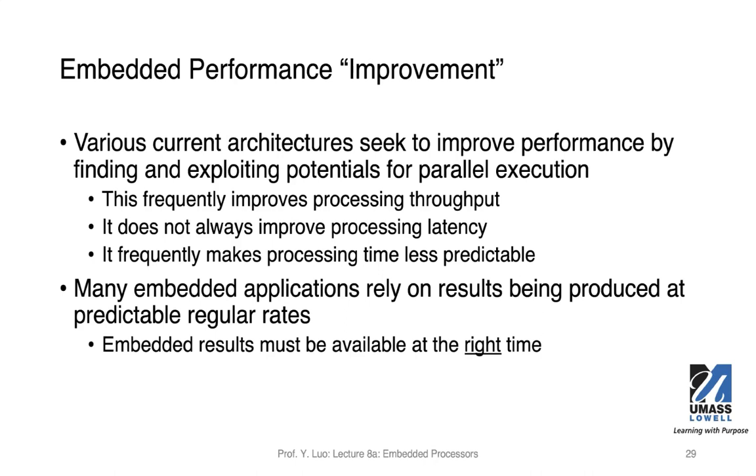One other point is that many embedded applications rely on results being produced at predictable regular rates. So the result must be available at the right time. This is especially true for real-time systems. When we define a real-time system, we're saying that if you get this input signal, you have to finish processing within 500 milliseconds. That's one example of how you define this constraint.